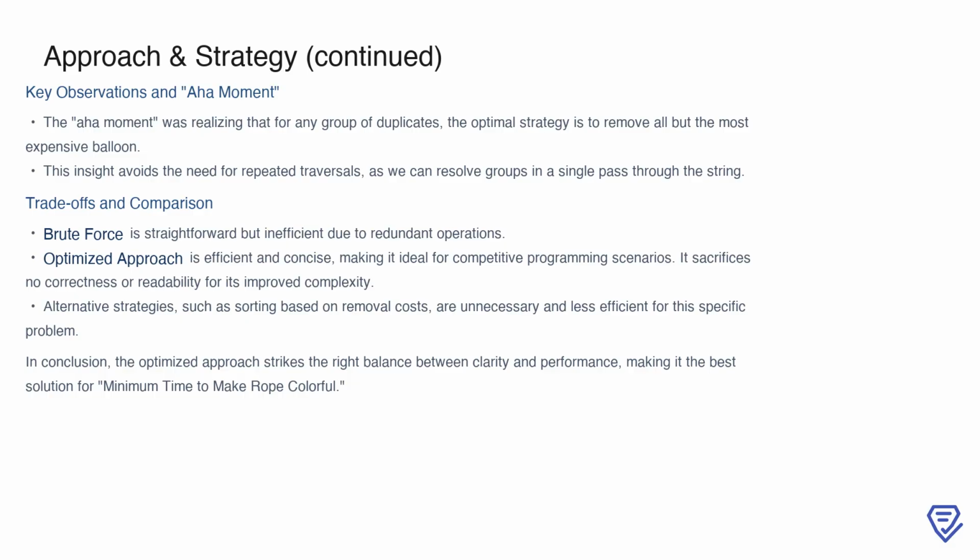pass through the string. When comparing the two approaches, the brute force method is intuitive but inefficient due to redundant operations. The optimized approach, in contrast, is both concise and highly efficient, making it ideal for scenarios like competitive programming where performance matters. Alternative strategies, such as sorting the balloons based on removal costs, are unnecessary and less effective for this specific problem. Ultimately, the optimized approach strikes the perfect balance between clarity and performance. It minimizes the total removal cost in an elegant and computationally efficient manner, making it the best solution to the problem of minimizing the time required to make the rope colorful.